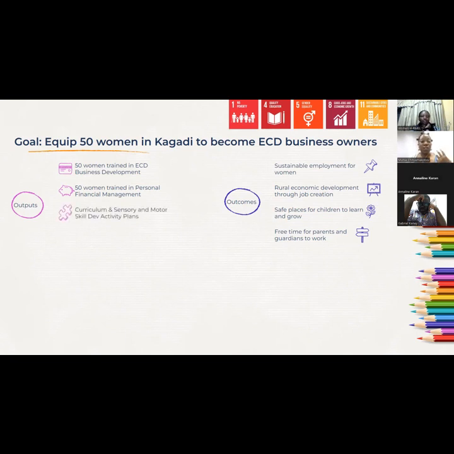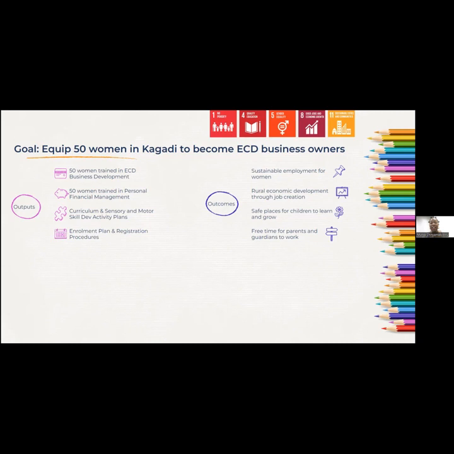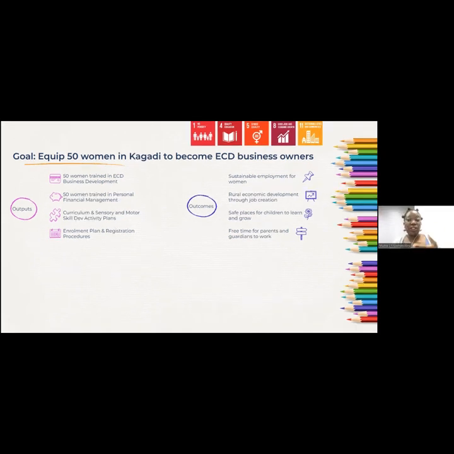Perhaps for the business, we want to make sure that we've got curriculum and sensory and motor skill development activity plans so that they have these as resources to bring into their businesses. We may want to develop alongside them enrollment plans and registration procedures. And again, to encourage sustainability of their ECDs. And maybe if we want to train another 50 next year, we now have these as tools that we can keep bringing into this project. And these are short-term results. We can realize these goals in the short term.